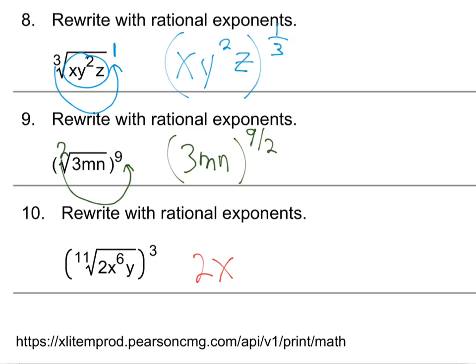So 2x to the 6y. That 11 swings around. All raised to the 3/11ths. We good there?